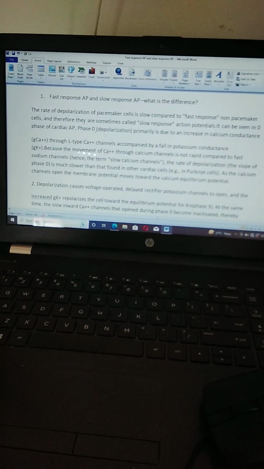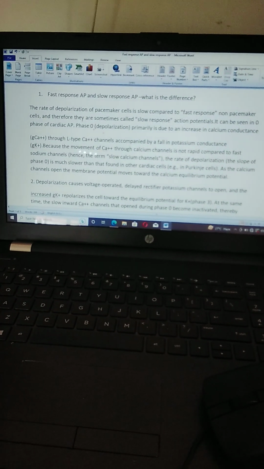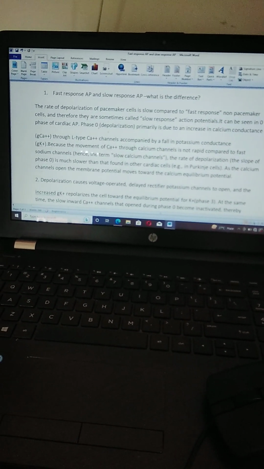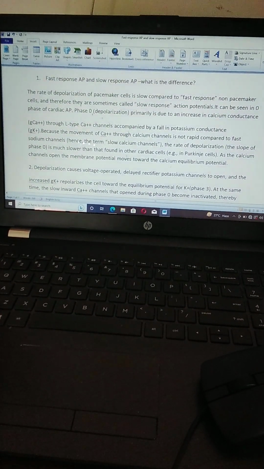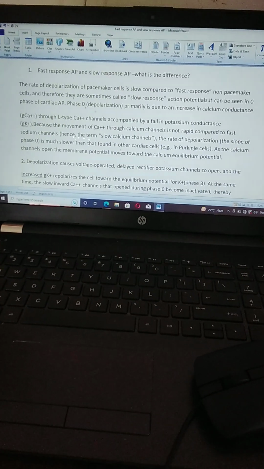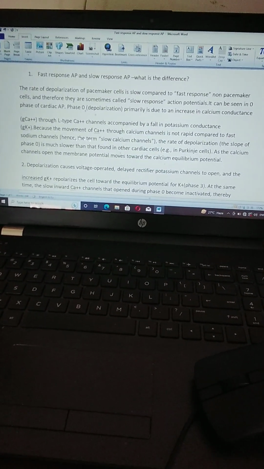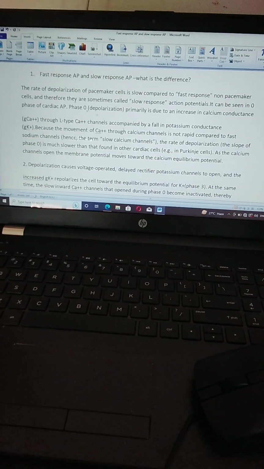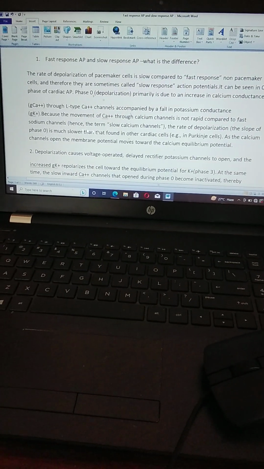Today our topic is the difference between the fast response action potential and slow response action potential. What is the difference between the two action potentials? So, from which phase did the names fast response and slow response come?